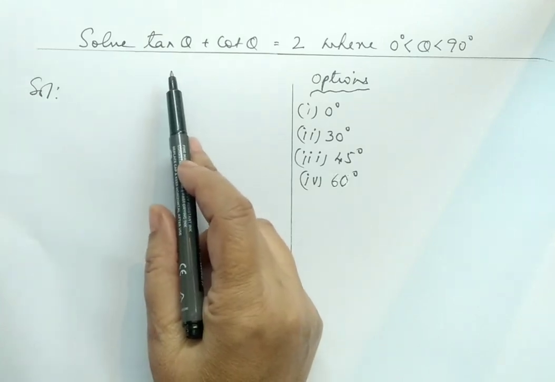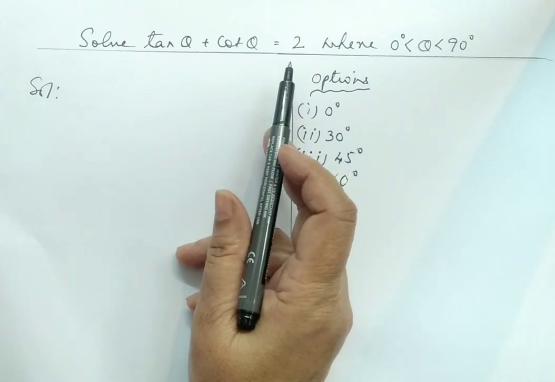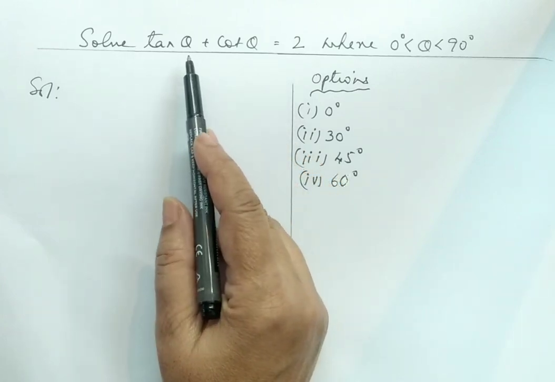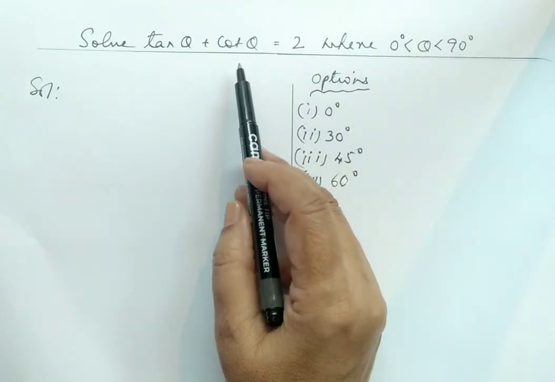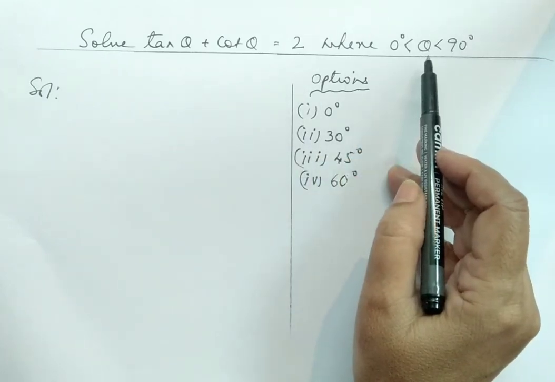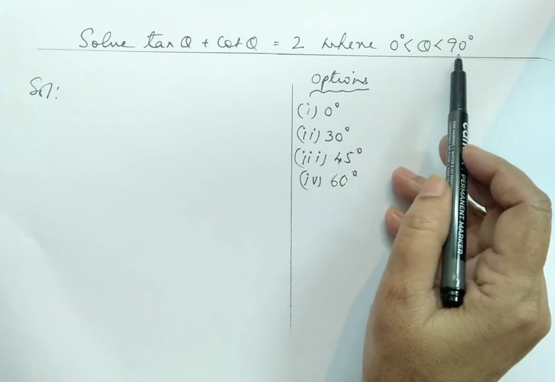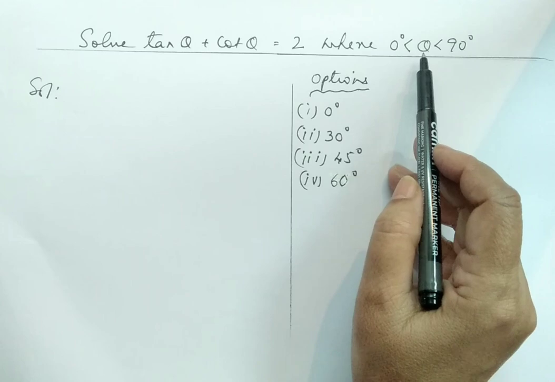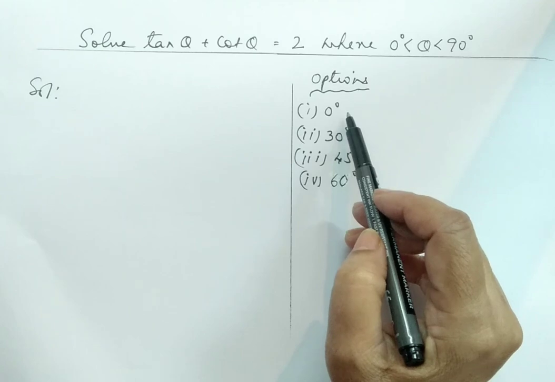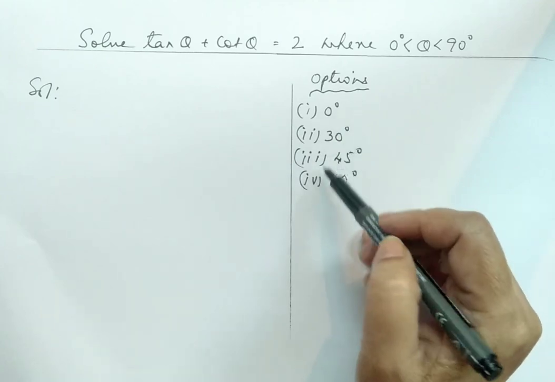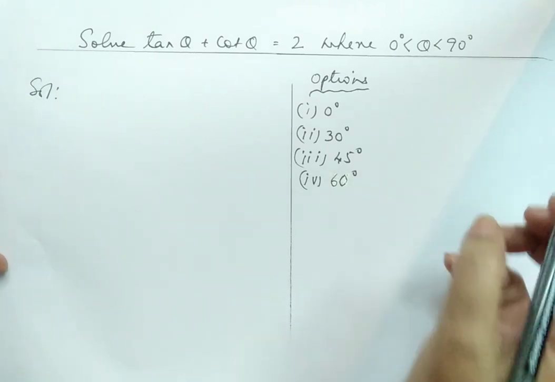So we have to solve precisely tan theta plus cot theta equals 2, and then try and find out the value of this theta, sticking to tan or cot. There is a condition over here that this theta must be lesser than 90 degrees but more than 0 degrees. So this option does not come as correct. Then from the other three we have to find out precisely what is the correct option.